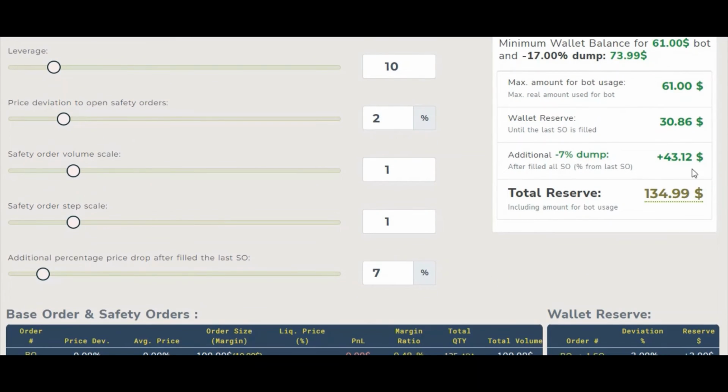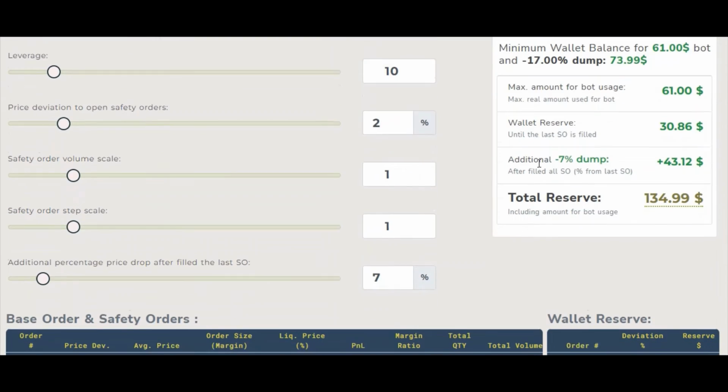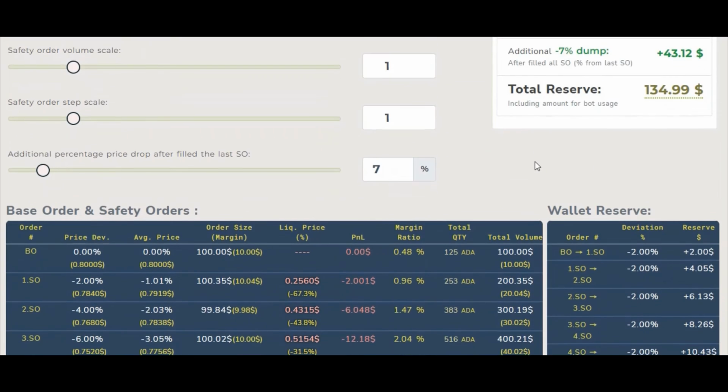I need $43. Wallet reserve here means that when the price keeps going down and the safety order is executed, you will be in the negative for some time until you recover. So I need $135 to perform this bot, and this bot is capable of withstanding a 17% drop in the price of ADA. So that is the beauty of this one.